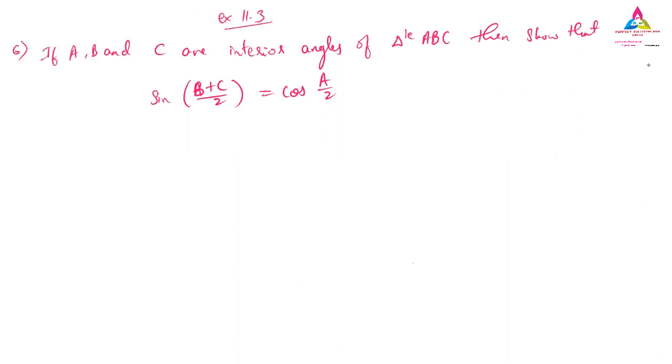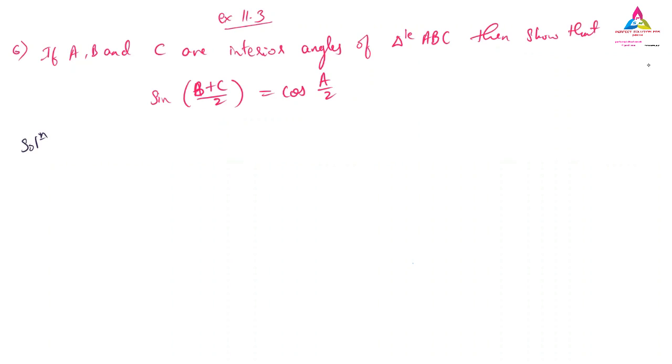Now very importantly, here we have to concentrate. They are saying that A, B and C are the interior angles of a triangle ABC. Then show that. Whenever you have a question like this, the first thing we have to see is that they have not mentioned anywhere an acute angle or an obtuse angle. So the first thing we will do is take the sum of the three angles is equal to 180 degrees. Okay, that is where we can start.